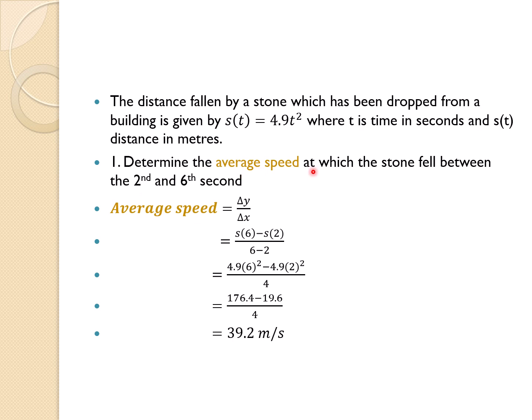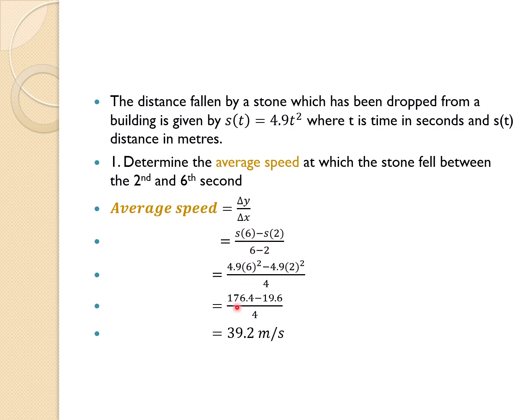When we say average speed, it basically just means we're finding the gradient. So we want the change in y over the change in x. S(t) represents my y values, and t technically is my x. So for y at time 6 seconds, what do I get? 4,9 times 6 squared, minus 4,9 times 2 squared. And at the bottom, my x values are simply 6 minus 2, right?